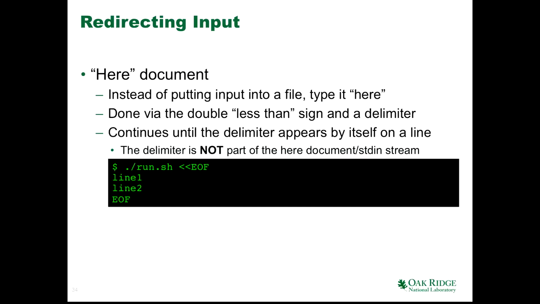And then on a line all by itself, I type the same thing that I typed after the double less than sign. That tells the system, I'm done, you can begin processing now. So that's just the end delimiter. That delimiter will not appear in the file that is sent to, in this example, run.sh. So my script will only get line 1 and line 2.